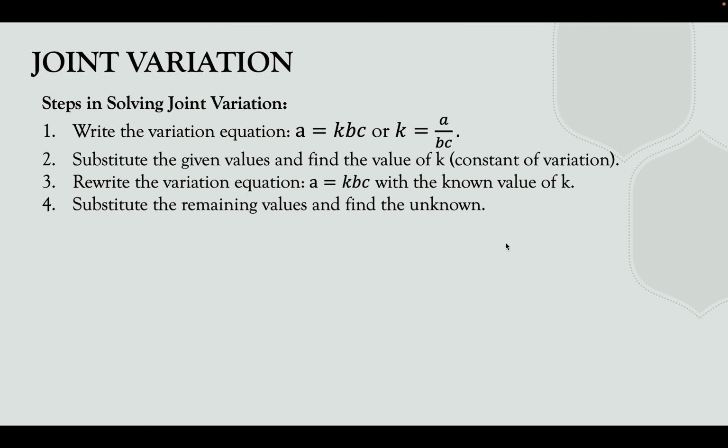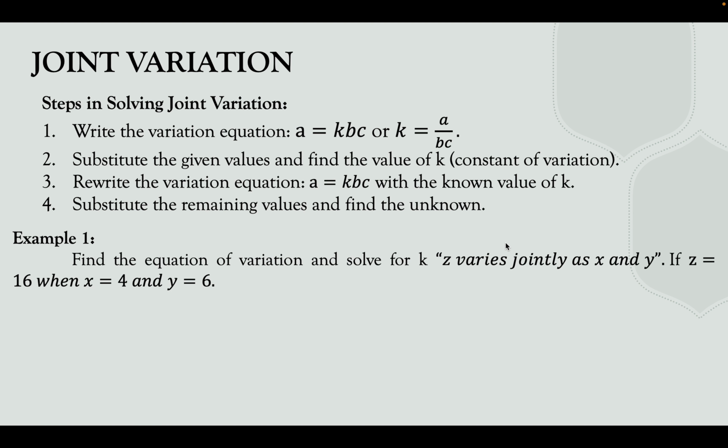So what are the steps in solving joint variation? First, we need to write the variation equation. We have A equals K times B times C, or K equals A over B times C. Second, we need to substitute the given values to find the value of K, the constant of variation. Third, we need to rewrite the variation equation as A equals K times B times C with the known value of K. And lastly, we need to substitute the remaining values and find the unknown.